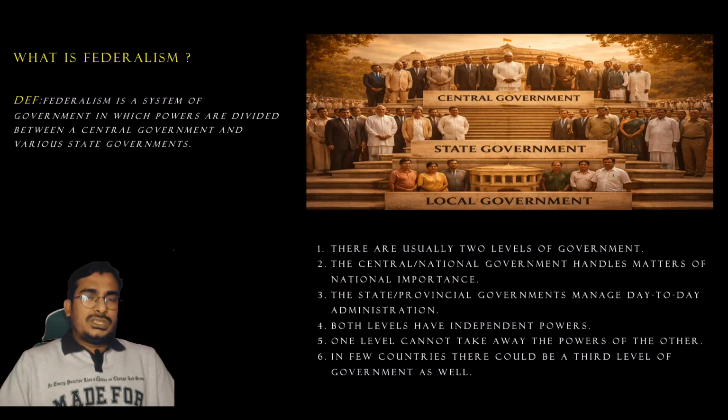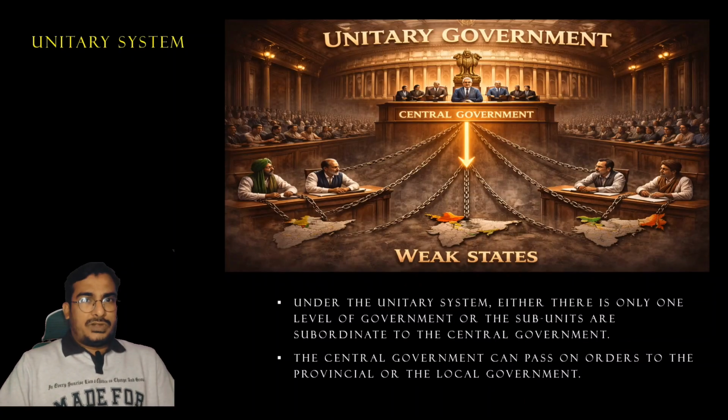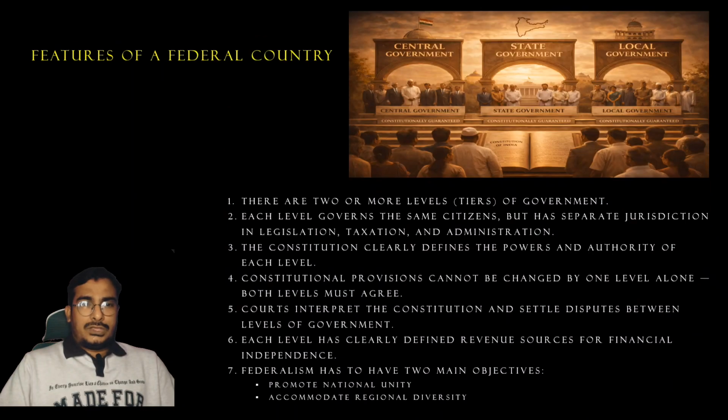Now, what is the contrary system of government to federal structure or federalism? The contrary one is unitary government. It is a system in which either there is only one level of government or the subunits are subordinate to the central government. The central government can pass orders to the provincial or local governments. So this is a unitary system of government. Basically, countries like Sri Lanka have a unitary structure of government.